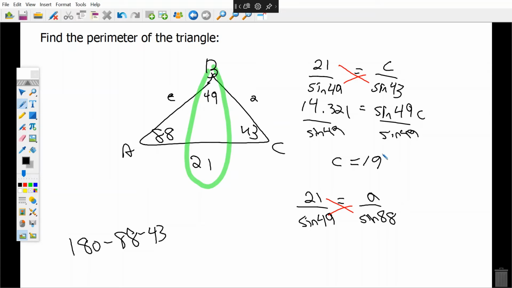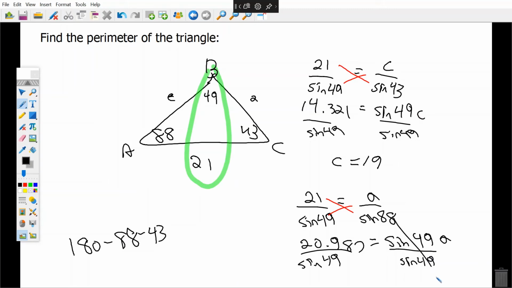And then for A, 21 times sine 88 is 20.987. A times sine 49, sine 49A. Divide both sides by sine 49. A is 27.8.